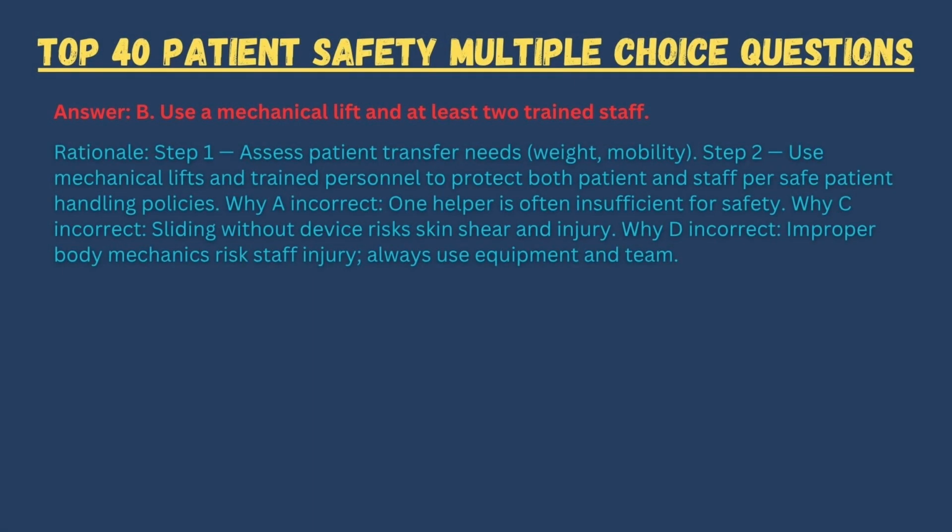Answer. B. Use a mechanical lift and at least 2 trained staff. Rationale. Step 1. Assess patient transfer needs, weight, mobility. Step 2. Use mechanical lifts and trained personnel to protect both patient and staff per safe patient handling policies. Why A. Incorrect. One helper is often insufficient for safety. Why C. Incorrect. Sliding without device risks skin shear and injury. Why D. Incorrect. Improper body mechanics risk staff injury. Always use equipment and team.